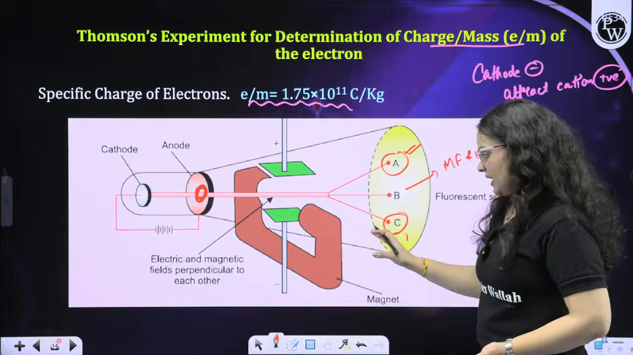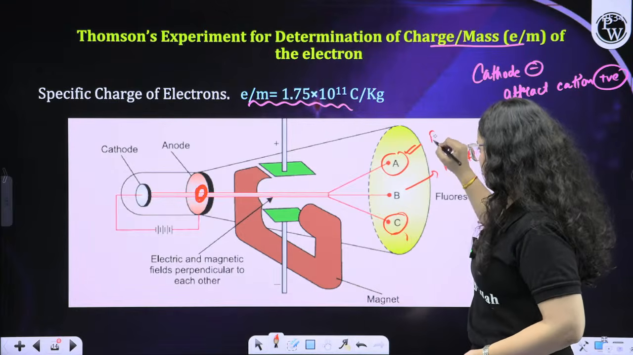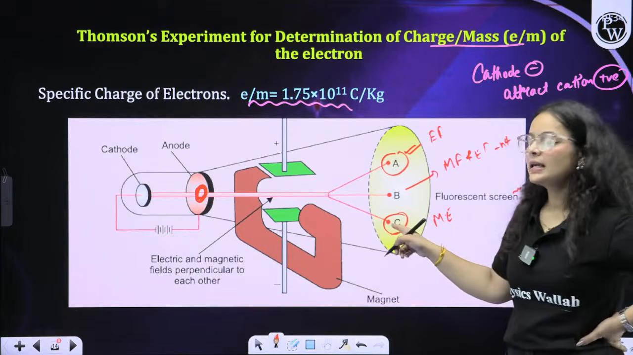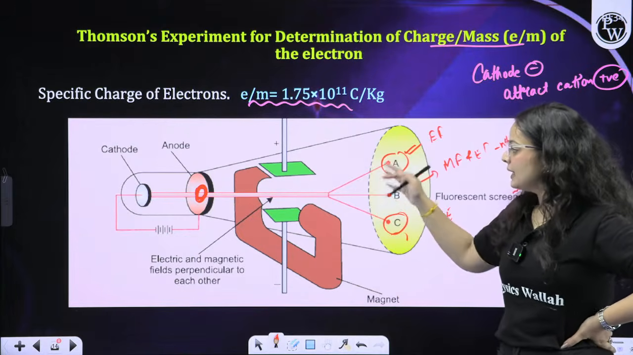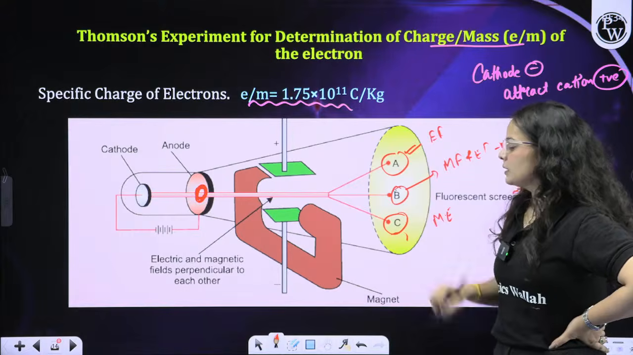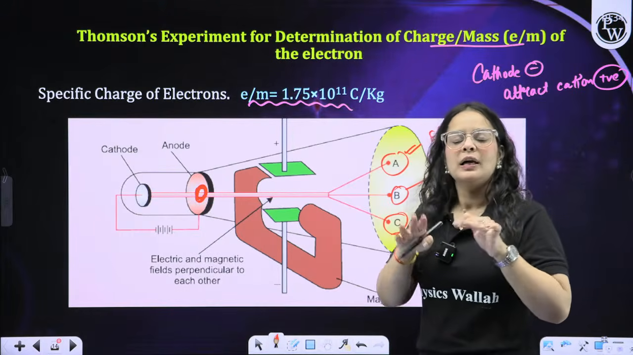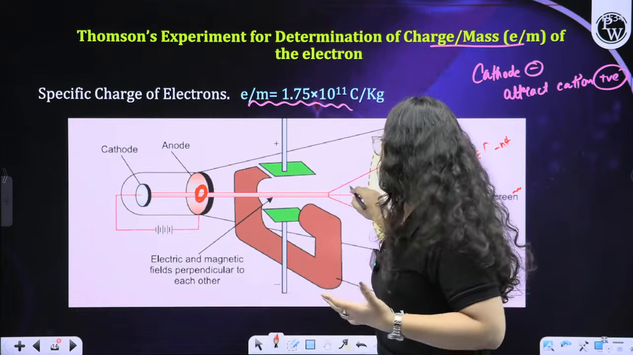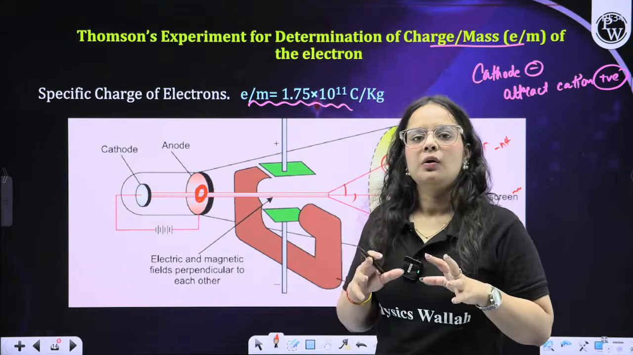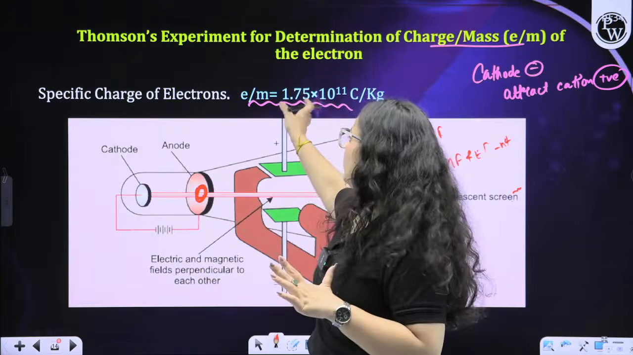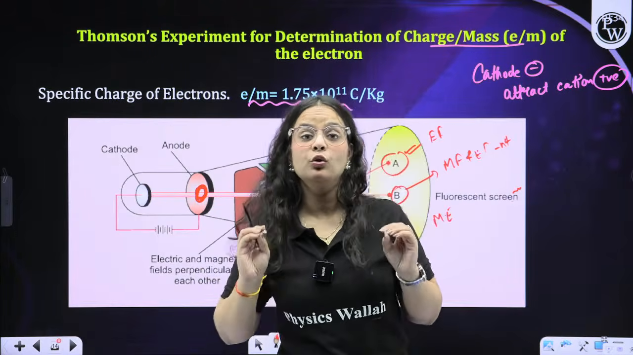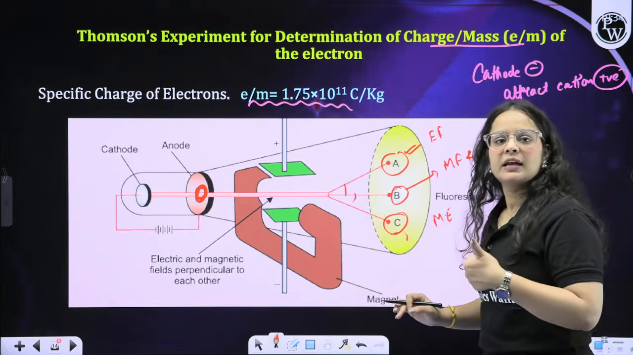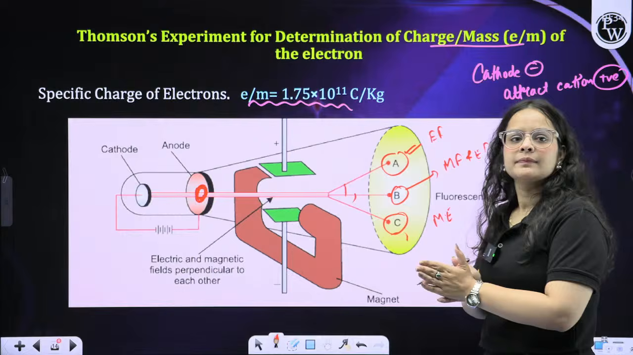Accordingly, if the magnetic field is applied, it will strike the photographic plate at point C, right? And if we balance them both, we get point B. So by the experimental calculation of the angle of deviation, we calculate the e by m, which comes out to be this much. You all have to learn the e by m, the charge by mass of the electron, right everyone? Clear everyone?